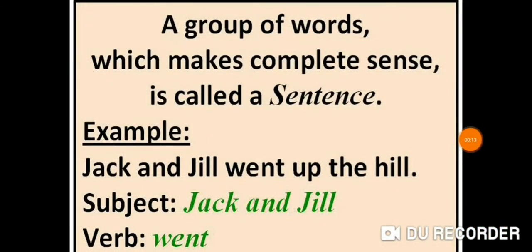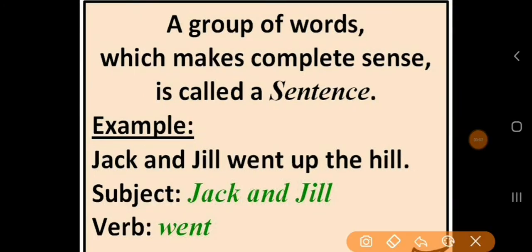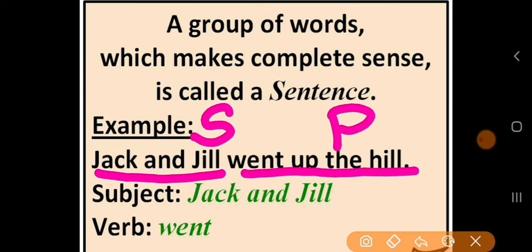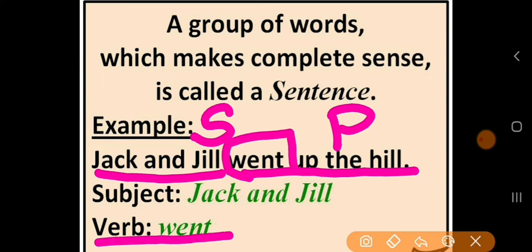Children, you all know that a group of words which makes complete sense is called a sentence. Let us look at the example. Jack and Jill went up the hill. In the sentence, Jack and Jill is the subject, went up the hill is the predicate. Children, in the predicate, we have the verb went.